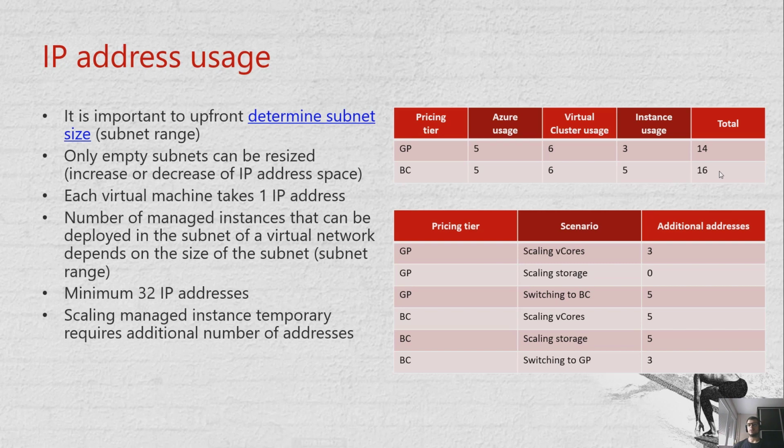And what about scaling? What if you want to scale your instance? Well, then you need some additional addresses. For example, if you want to scale a general purpose instance, you would need an additional 3 addresses, so temporarily doubling the size. That is why the minimum recommended size for the subnet used for instance deployment is 32 IP addresses. As we mentioned, temporarily the additional addresses are required in case of scaling vCores, scaling storage for business critical, switching from one service tier to another, and so on. And later we will see also how this process looks like.